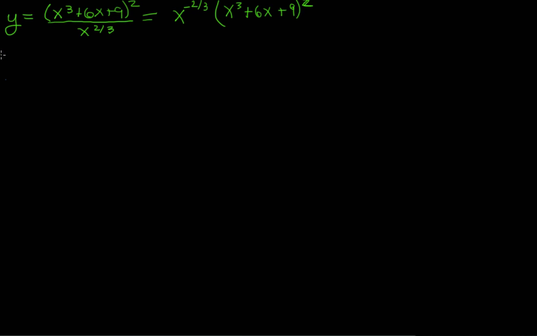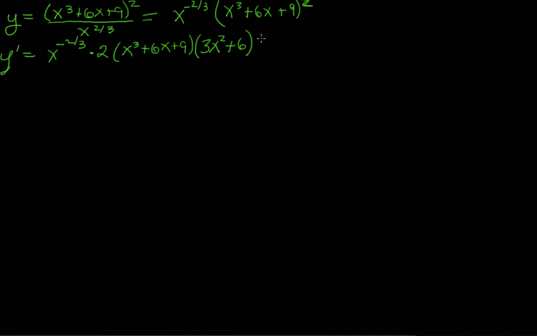And so our derivative, y prime, is going to be my first function, so x to the negative 2/3, times the derivative of x cubed plus 6x plus 9 squared. And so I'm going to get 2 times the inside, x cubed plus 6x plus 9. I'm going to drop my exponent by 1 times now the derivative of the inside here, which is 3x squared plus 6.